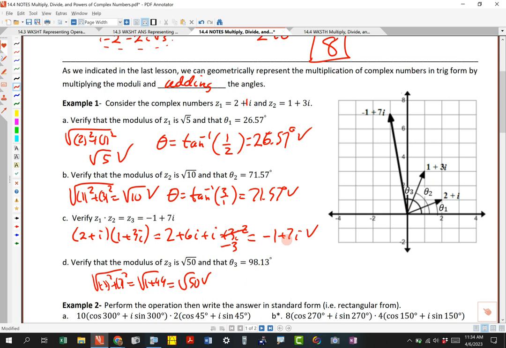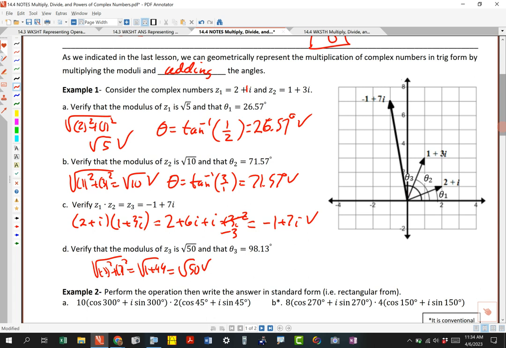Okay, so would you find the angle, find theta 3 for this? Doing it the cool way. Oh, okay. You're going to type in tangent inverse, and you're going to do the imaginary part over the real part.